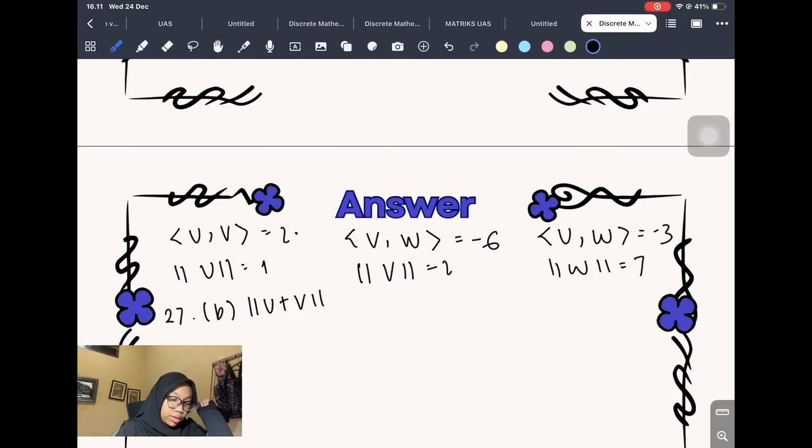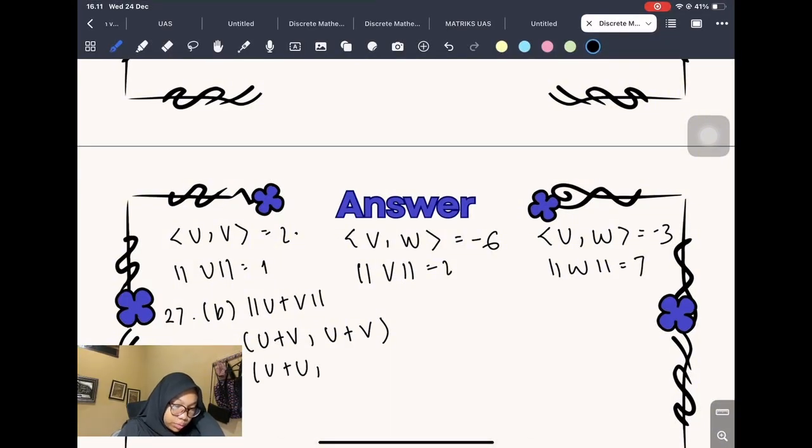Let's do the next question. Now let's move to part B, which asks for the norm of u plus v. Whenever we see a norm, it's usually easier to square it first. So the inner product of u plus v with u plus v. Now we expand the inner product: u and u, u and v, v and u, and v and v.